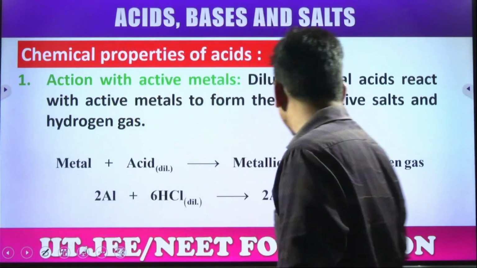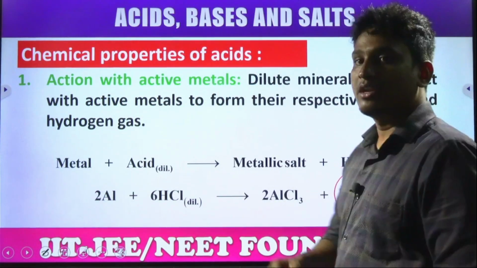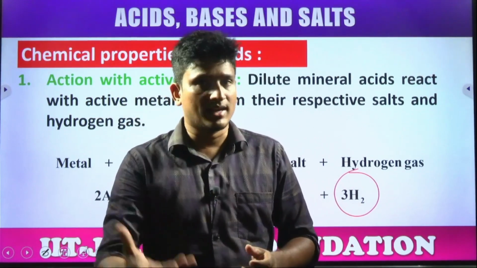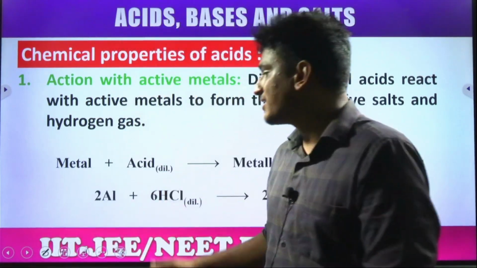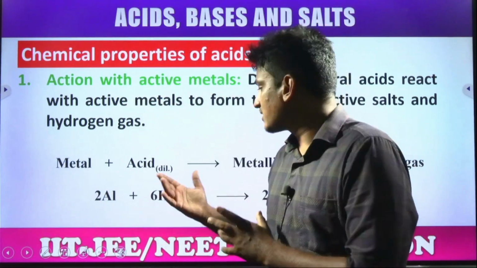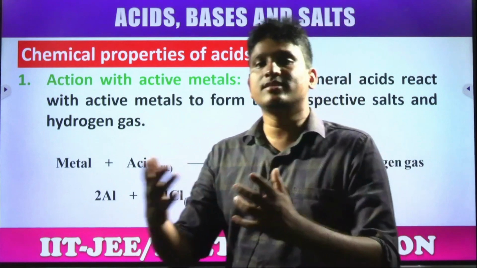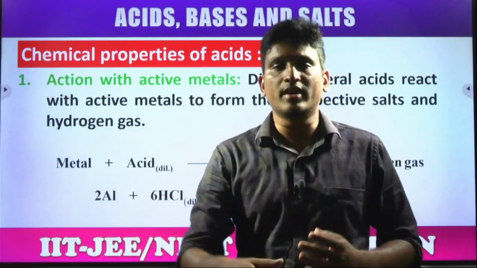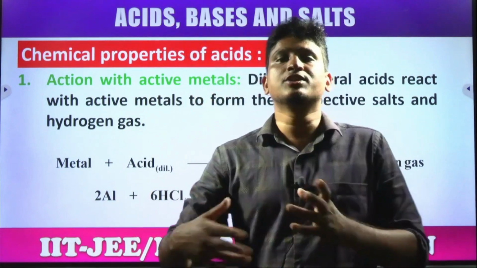And what is the identification technique for the hydrogen gas? If you keep a burning matchstick near it, it is put off with a pop sound. That's the identification. Here the metal is taken as aluminium. Instead of aluminium, if you take zinc, zinc reacts with HCl and produces ZnCl2, zinc chloride, as well as hydrogen gas. If you take sodium, sodium chloride, hydrogen gas. If you take magnesium, magnesium chloride, hydrogen gas.